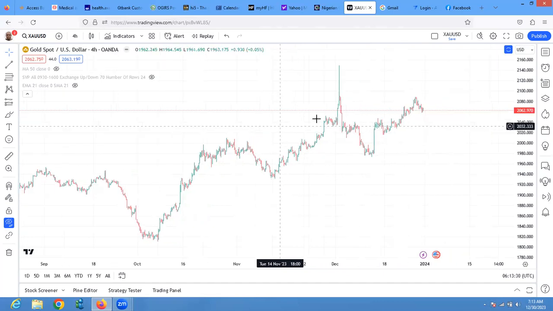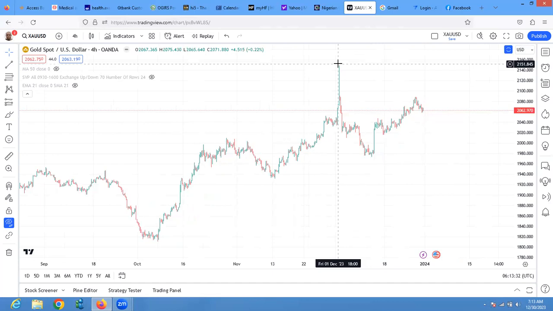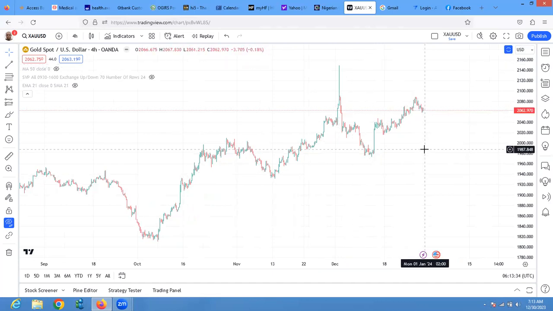Now, will this be an A, B, and a C to the downside? That will be a big one. So what we don't want price to do in the immediate is to break this point of 1974.